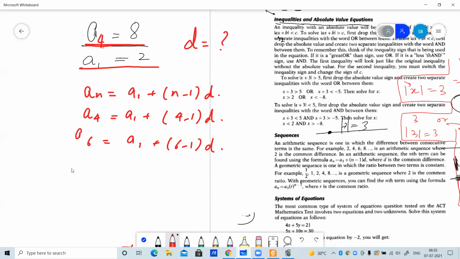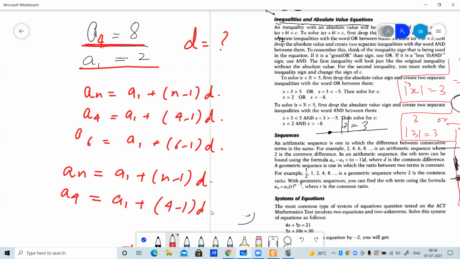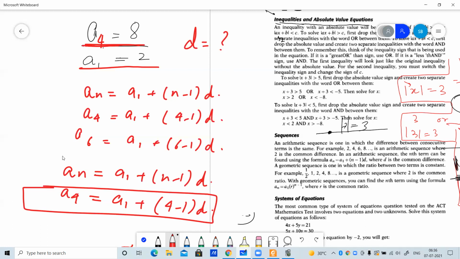So you will use the general formula an is equal to a1 plus n minus 1 times d, and you are given a4, so why not use the fourth term is equal to the first term plus 4 minus 1 times d, this one. Where are you facing confusion? I'm not anymore. So the fourth term, 8, is equal to the first term, 2, plus 4 minus 1, which is 3, times d.